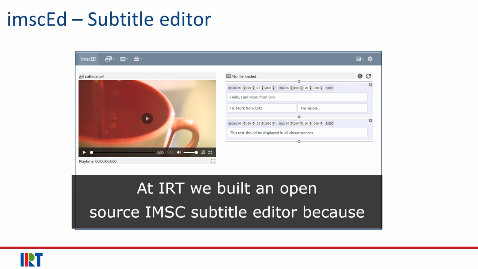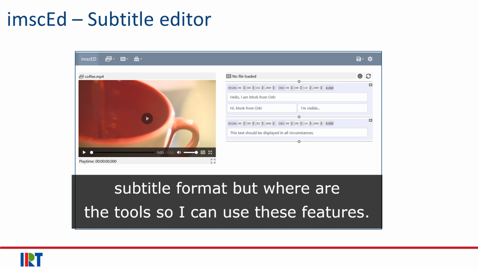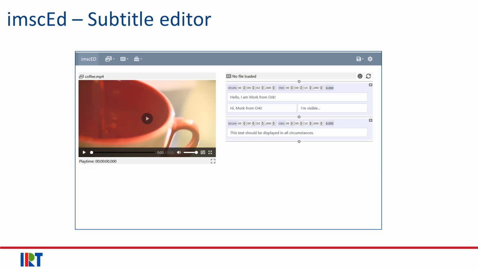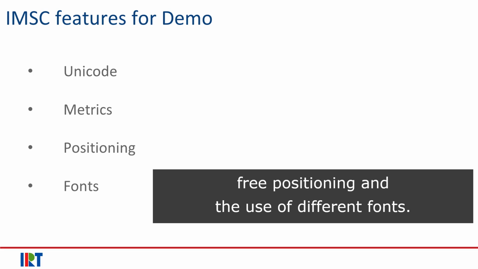At IRT, we built an IMSC open source subtitle editor because professionals came to us saying, it is great to have a feature-rich subtitle format, but where are the tools so I can use these features? So one of the goals of the editor has been to demonstrate the potential of IMSC. For this demo, I picked 4 features: the use of Unicode, relative length metrics, free positioning, and the use of different fonts.